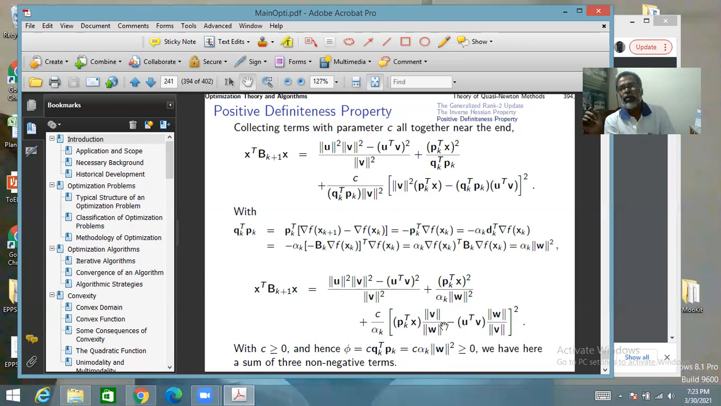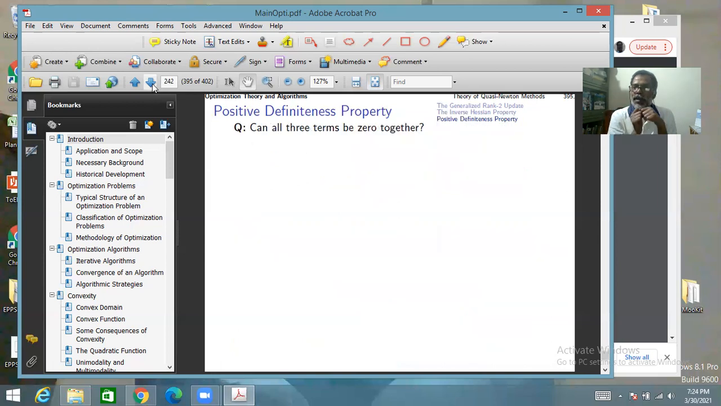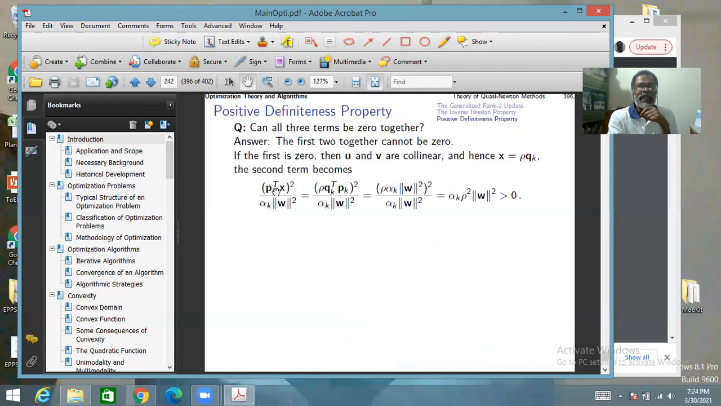Can it be 0? It will be 0 only when all three of them together are 0. Is it possible? That is a question which we will next address. Can all three terms be 0 together? It's very easily visible that the first two together cannot be 0. Check.